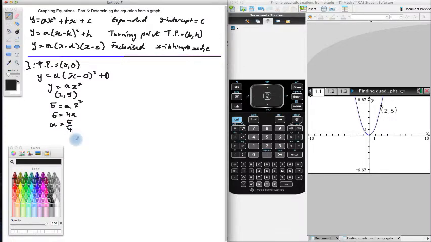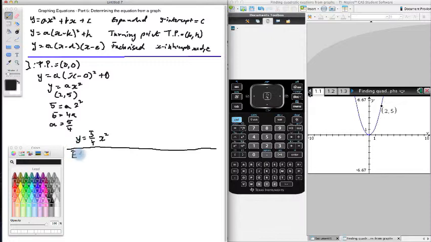And now we're basically done. We can now write down our equation, which is y equals, going back to this step here, a being 5 quarters, x squared. And there we go, we have finished example 1.